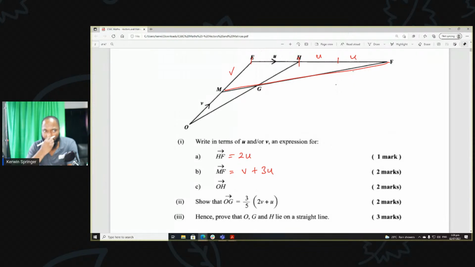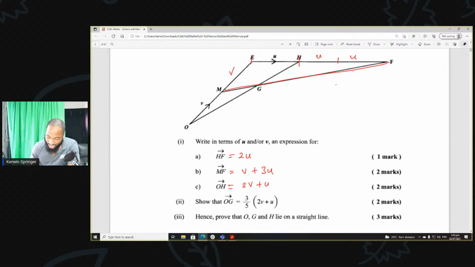Understand everything so far? I'll leave this stream up, y'all will be able to see everything. OH is V plus U. You're going an alternate route now. So OH is here to there. You just pick the alternate route that you know about. So 2V plus U. Notice 2V plus U is also there, right? And then this part that threw off everybody.